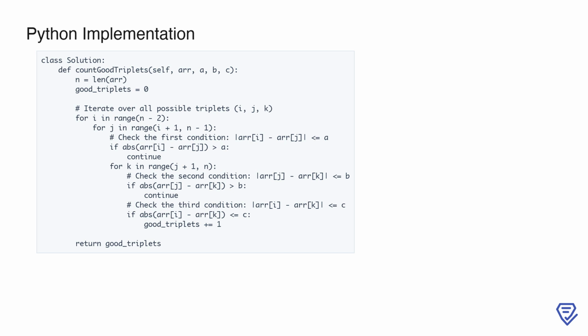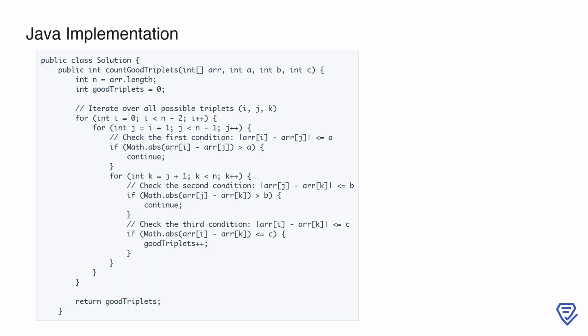Finally, if both prior conditions are met, the third condition, |arr[i] - arr[k]| <= c, is evaluated. If all 3 conditions hold true, the triplet is valid, and the good_triplets counter is incremented. The function returns the total count of good triplets after all iterations. Although this approach has a time complexity of O(n^3), due to the triple nested loops, it is straightforward and ensures correctness for small to moderate input sizes within problem constraints.